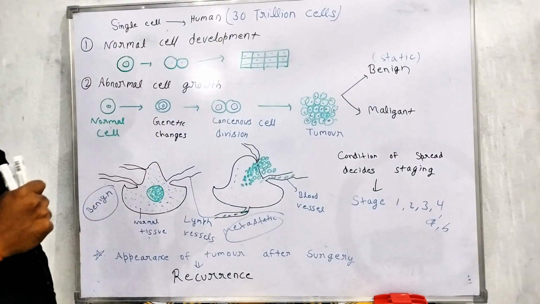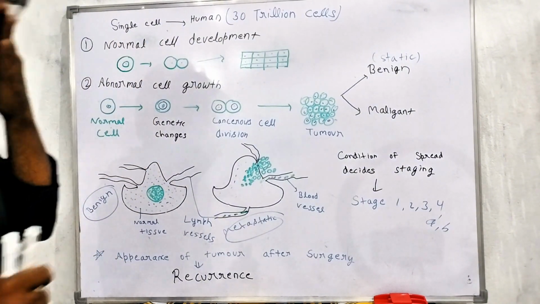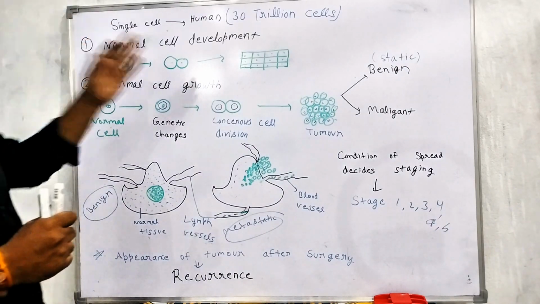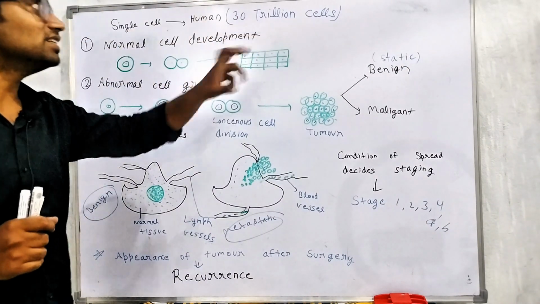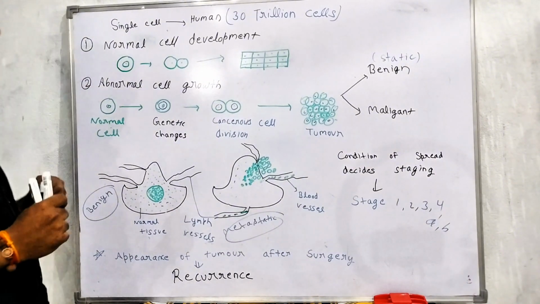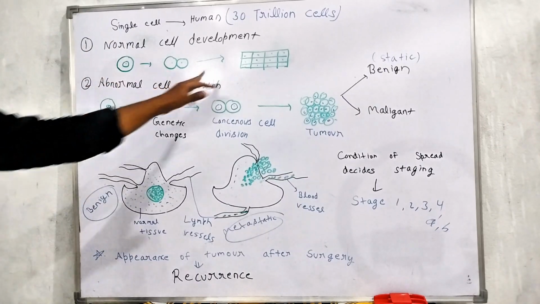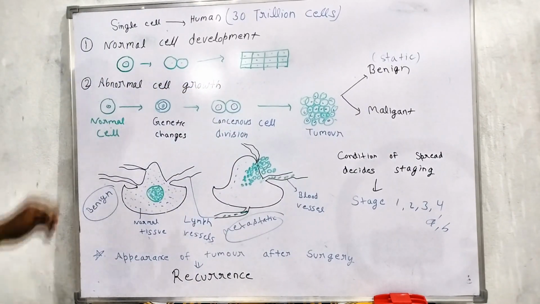A human body is made up of cells. A complete adult contains about 30 trillion cells. So let's see firstly a normal cell development. Here is a single cell. The cell starts dividing and forms a complete tissue.